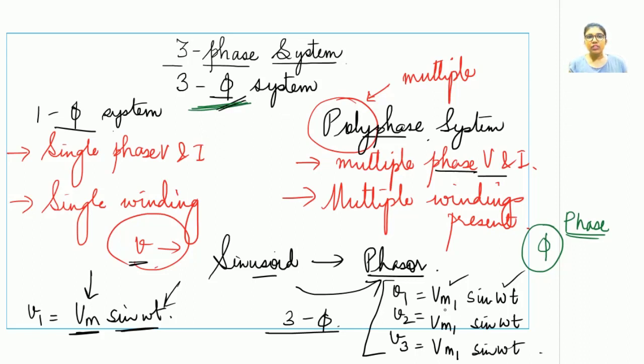In spite of the peak magnitudes being the same, in spite of the angular frequency being the same, the phases of the voltages that will be generated will be different for a polyphase system. Since in a three-phase system there will be three sets of voltages generated, each voltage value will carry a different phase value. Let us see what the values of these phases are.